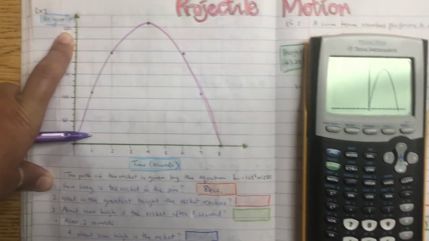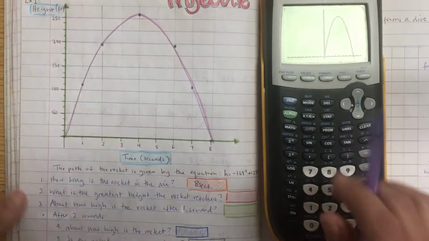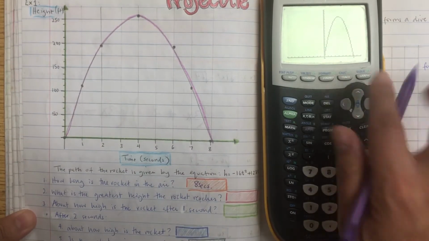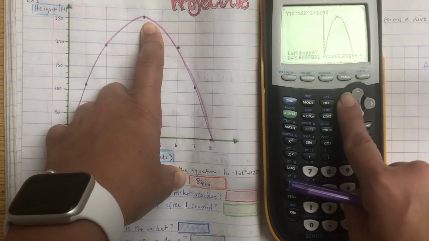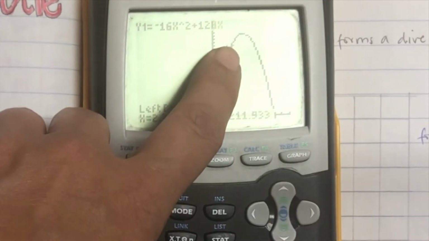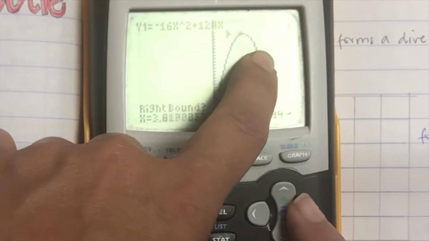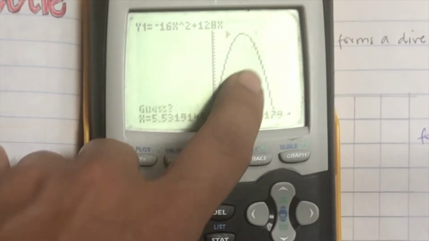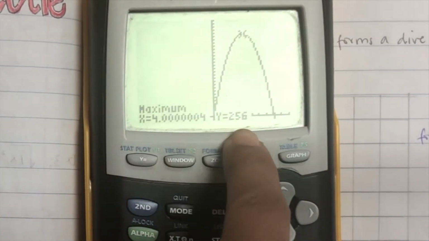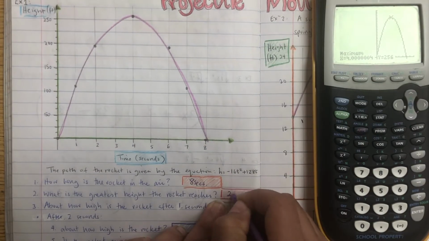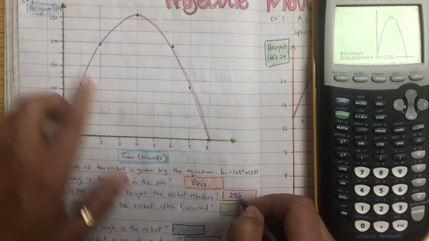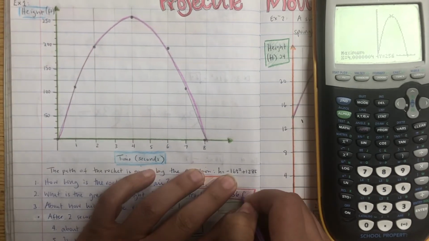But I want to show you real quick in the calculator. And remember, everything I need is in calculate. So you hit second, calculate, maximum, left, take your spider to your left, take your spider to your right, enter, and guess. And you can see it's the same thing, 256. So what's the greatest height the rocket reaches? 256. And you just need to put the units, which is in feet.